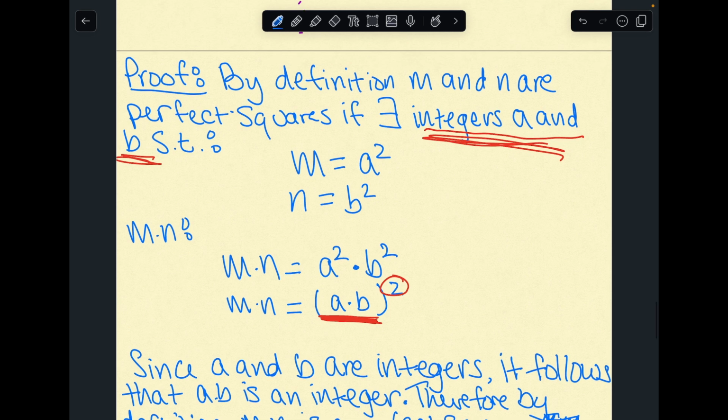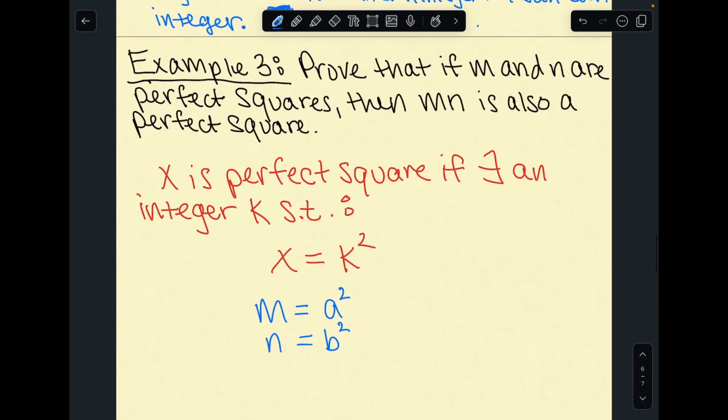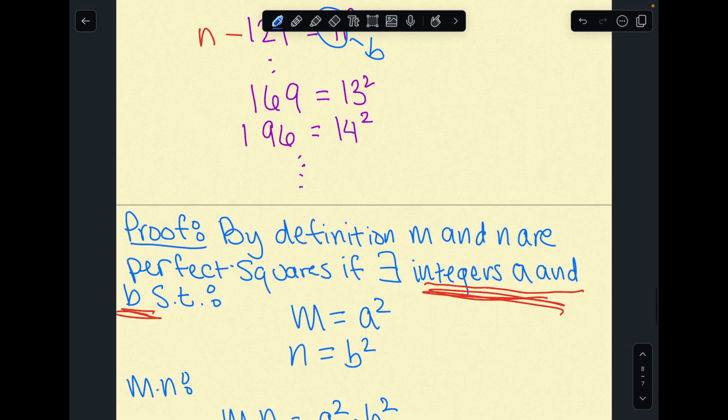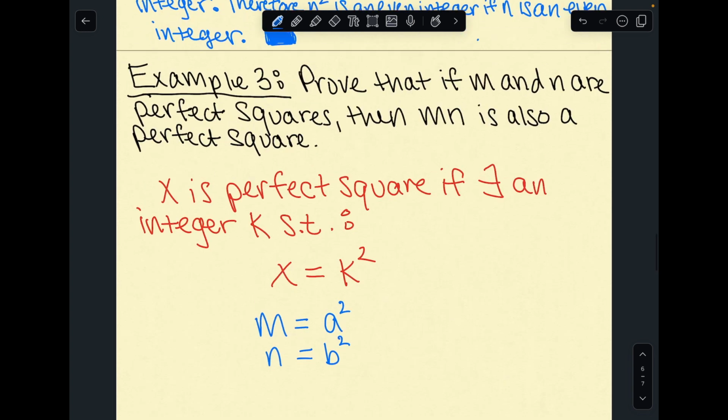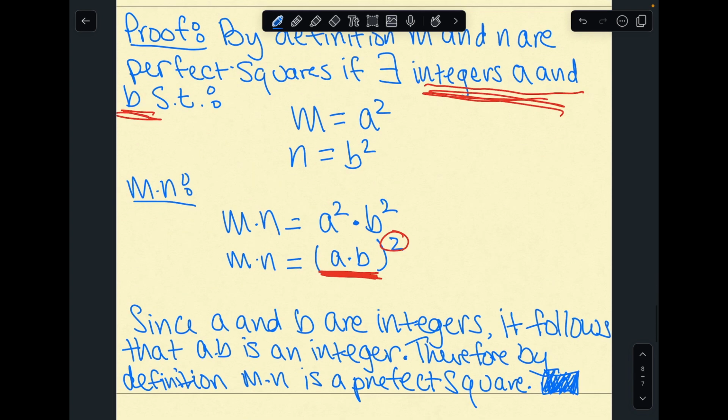Very similar to the last example, we got familiar with the definition of a perfect square. And then we showed that the desired product could be expressed like the definition. And thus, the desired product was a perfect square.